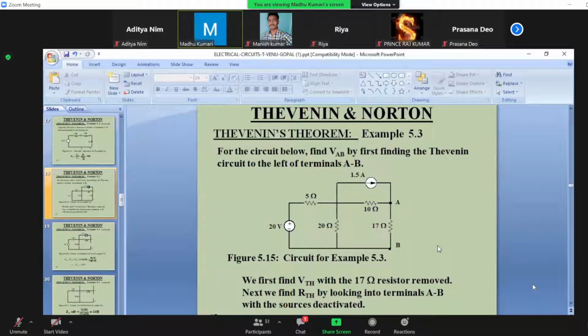What will be, ma'am, the 14 ohm? What 14? 4 ohms. RThevenin is 4 ohms. Okay. Now calculate the voltage across A and B, the open circuit voltage, when the 17 ohm is not connected.